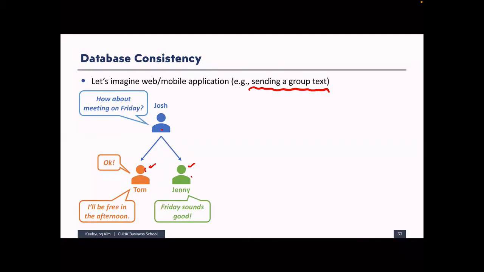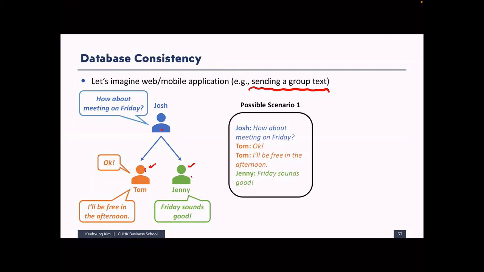So let's think about what would happen if you use NoSQL. If these message-sending transactions happen one by one, then Josh's message will be shown first, Tom's message will be shown next, and Jenny's message will be shown last.